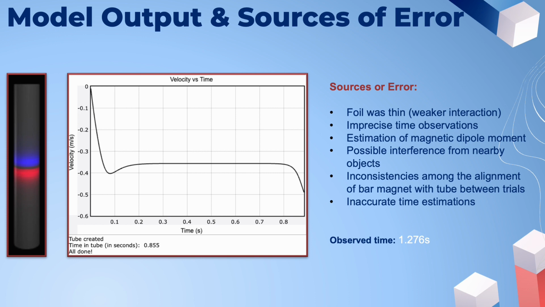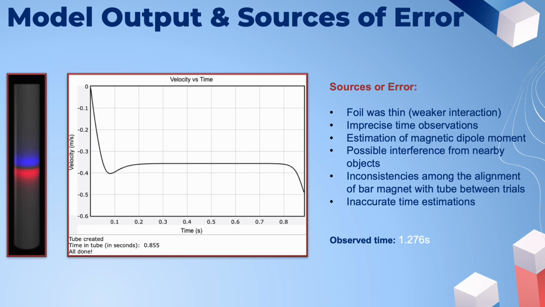Here is the output from the computational model, and as you can see, it predicted a fall time of 0.855 seconds, which is about 0.4 seconds less than my observed time. The red represents the north end of the magnet and the blue the south, so it falls north end facing down as we did in the experiment.